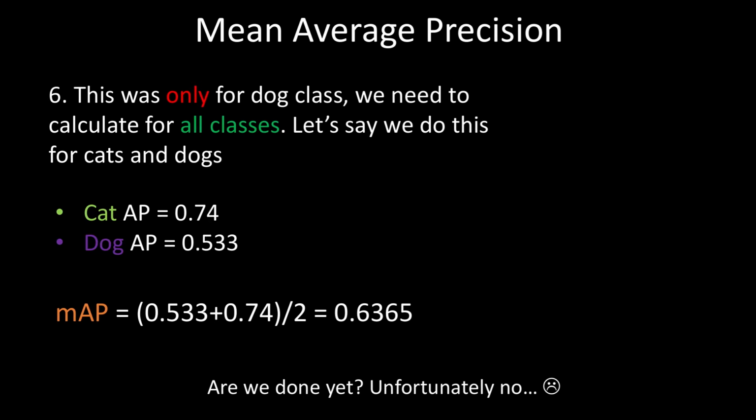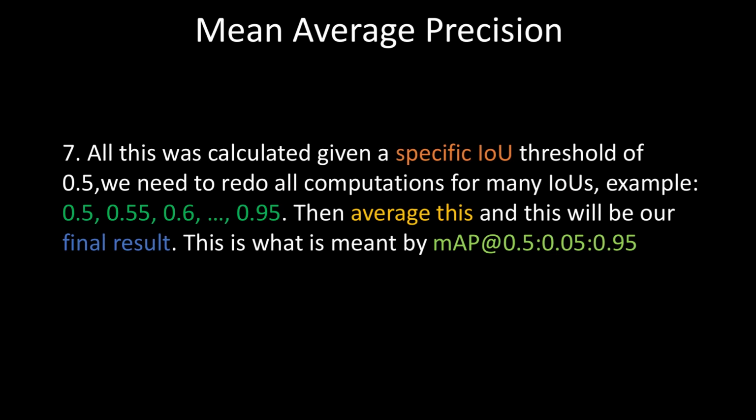So that was a lot, but are we done yet? And unfortunately, we are not. We have one more additional step. All of this was actually calculated given a very specific IOU threshold. In this case, I've mentioned the IOU threshold of 0.5, but we need to redo all of the computations for many different IOUs. So for example, we might want to do the mAP for IOU 0.5, 0.55, 0.6, and then up to 0.95. Then we average all of these mean average precisions, and this will be our final result. And this is what is meant by writing mAP at 0.5 with a step size of 0.05 up to 0.95.